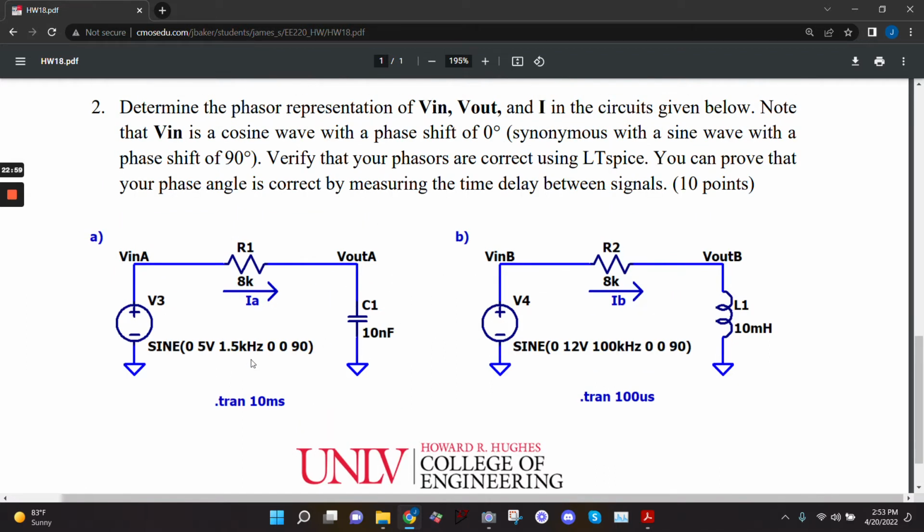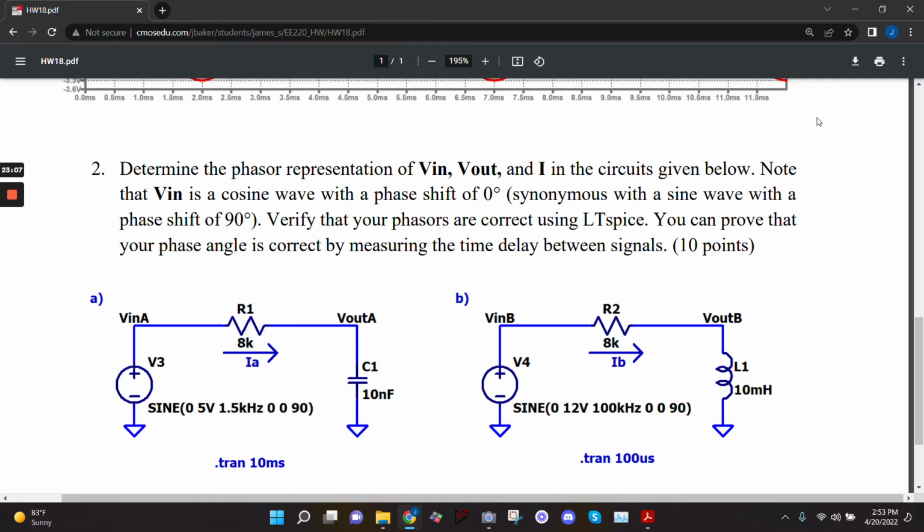Both of the inputs are the same. They obviously have different frequencies. This one's 1.5K. This one's 100K. They have different amplitudes. Okay. And I said, note that V in is a cosine wave with a phase shift of 0, which is synonymous with a sine wave with a phase shift of 90. Verify that your phases are correct by using LTspice.